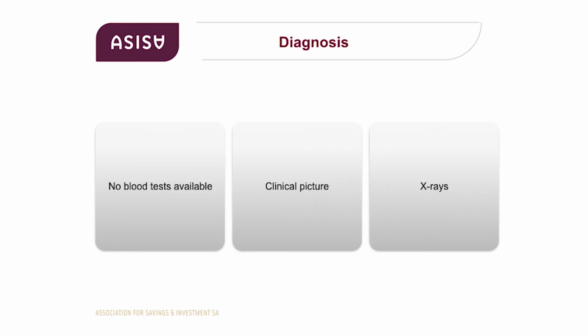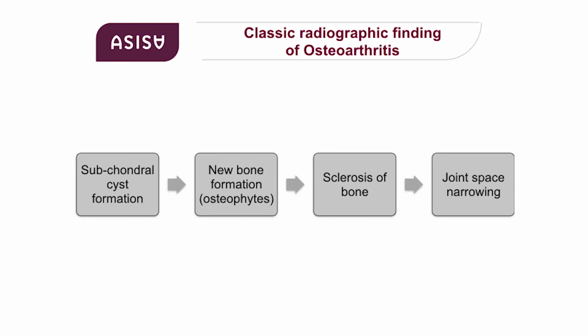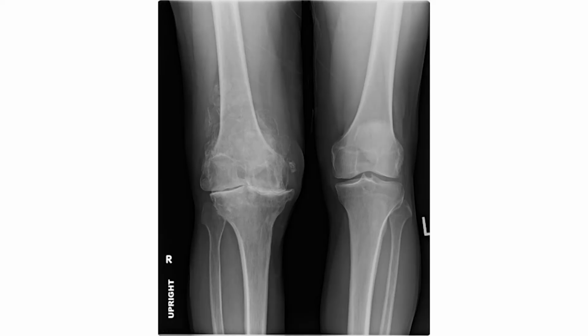There is no specific blood test to diagnose osteoarthritis. It is taking a history and looking at the clinical picture and the examination of the joint together with the X-ray findings. The classical radiographic findings of osteoarthritis are subchondral cyst formation, new bone formation around the joint lining, that's the osteophytes, sclerosis of bone, that is thickening of the thin area just below the joint space, and then joint space narrowing.